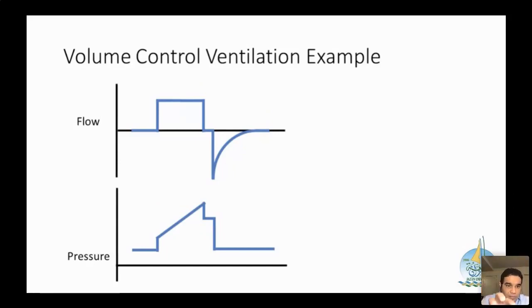So let's talk mostly here about volume controlled ventilation. So, flow and pressure waveforms for an example of volume controlled ventilation. As you can see here, during the inspiratory flow, it's held constant, because I said before that in volume control, the thing we hold constant is the flow. So here you can see the flow is constant, and at the end of inspiratory flow, it's briefly held at 0.